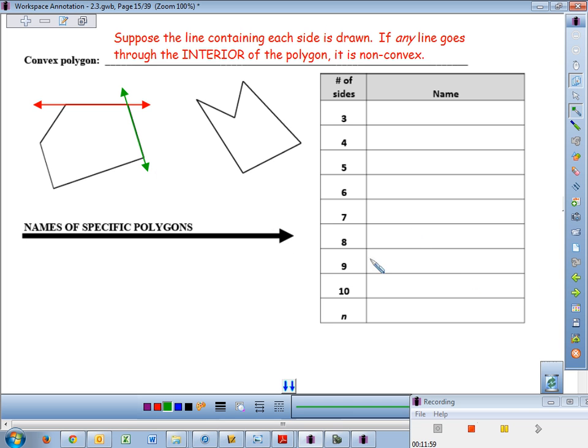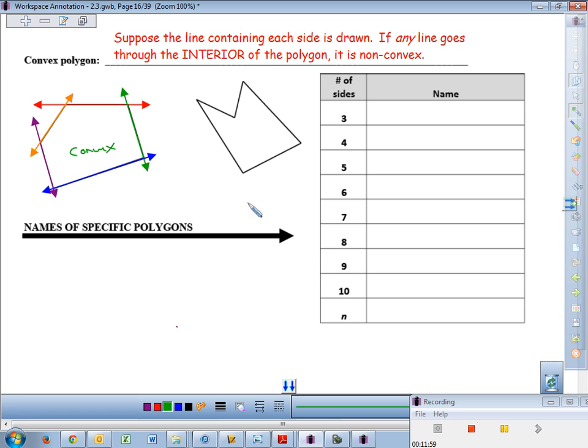Did that line go through the interior? Here's the rest of them. Did any of them go through the interior of that? That is considered to be convex. Put that on the inside of that word. That's a convex polygon. Because when I extended out all the sides of that one, none of them went on the inside of it. You cool with that?